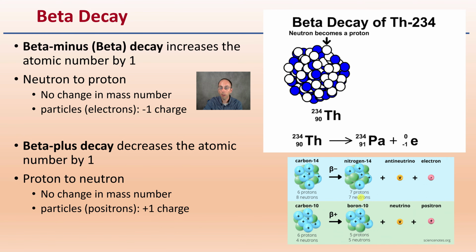Again, we see our little examples down here of our neutrino and our electrons, carbon-14 going to nitrogen-14, and carbon-10 going to boron-10. In our traditional beta decay, or beta minus, the neutron is becoming a proton and we're losing that beta particle, which is in the form of an electron. So we see that change in our proton number. We also see that electron being emitted here as well, in our traditional beta decay, also known as beta minus.